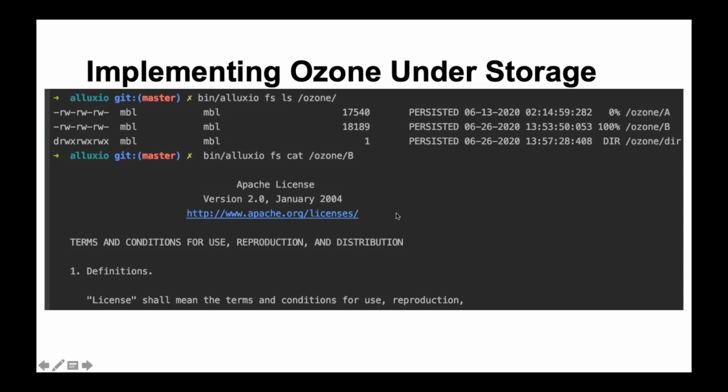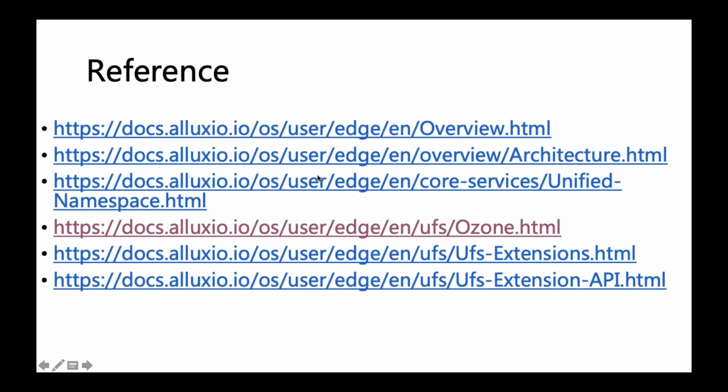This is the Alluxio command line tool. It lists the Ozone directory and it cats the file B. The content is here. It's the same. This is a reference. They are all from the Alluxio documents. So I think the Alluxio documentation is very good.